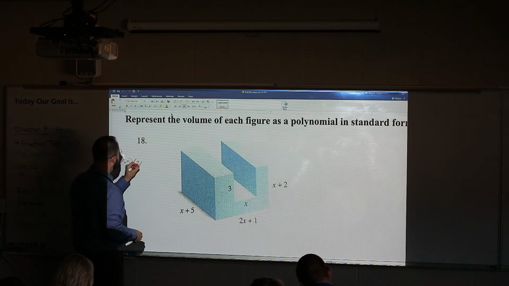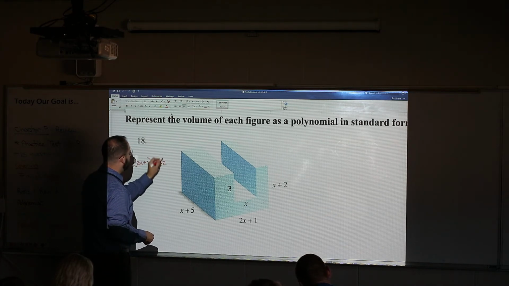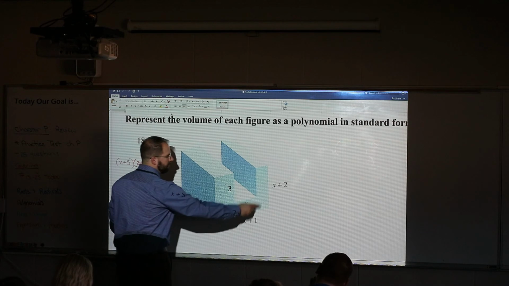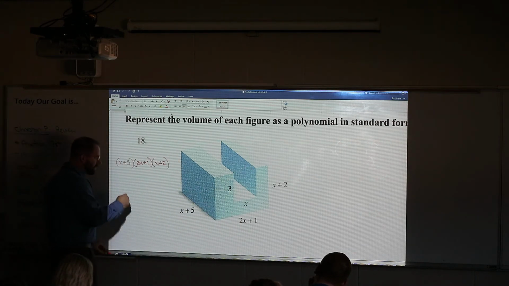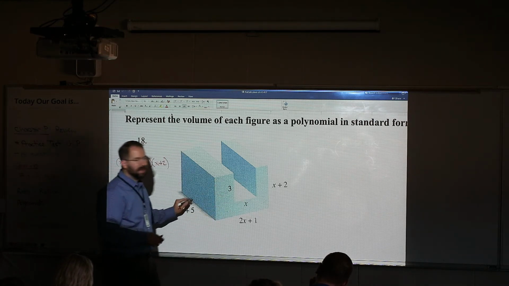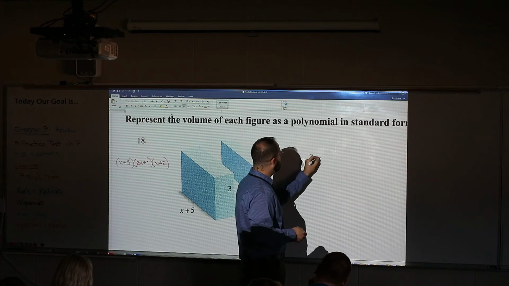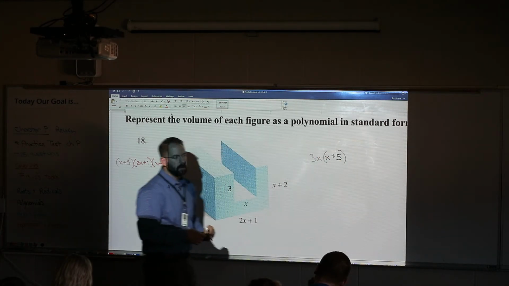2x plus 1, and the x plus 2. That's the volume of the whole thing. Length, width, depth going to the back. The Jenga piece that's missing is length, width, and the depth going to the back is x plus 5. So 3 times x plus 5. That's the Jenga piece that's missing.